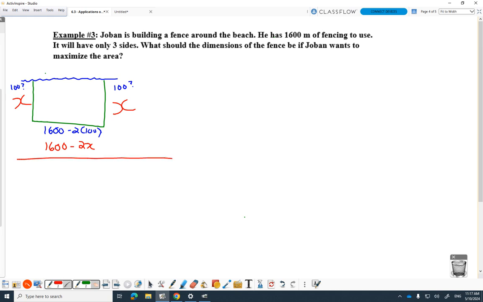All right. If I want to maximize the area, then I need an equation for area. And what's the area of a rectangle? She's a step ahead of me. I was just looking for length times width, and she jumped ahead and said x times (1,600 minus 2x).